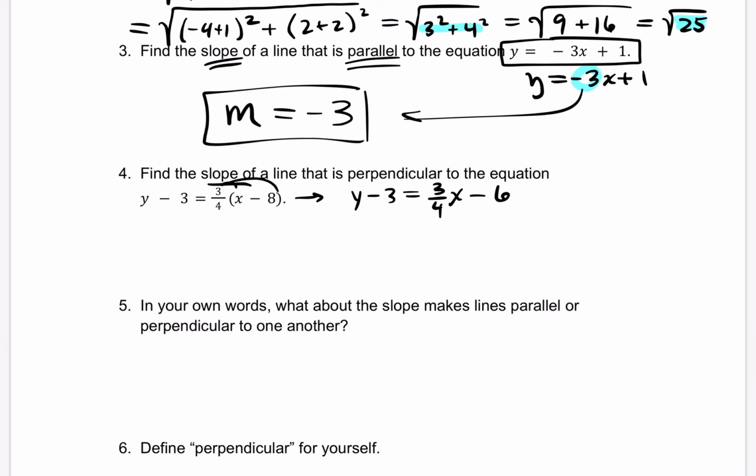Same thing here. And then I'm going to move my negative 3 over to 3/4 x minus, and then I'll be adding 3. Sorry, I should say I'll be adding 3, right? So adding 3 to both sides, that gives me minus 3. Now, this is in y equals mx plus b form, so we know the slope is here.